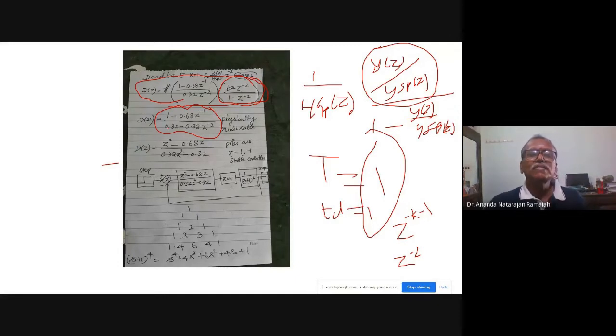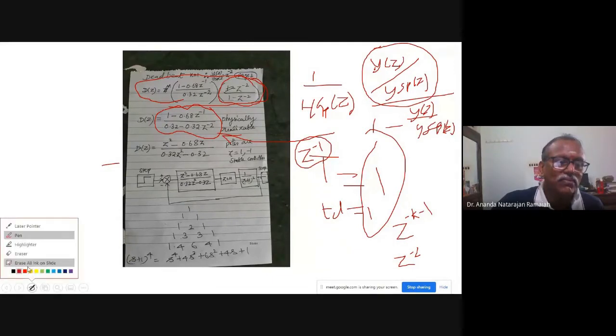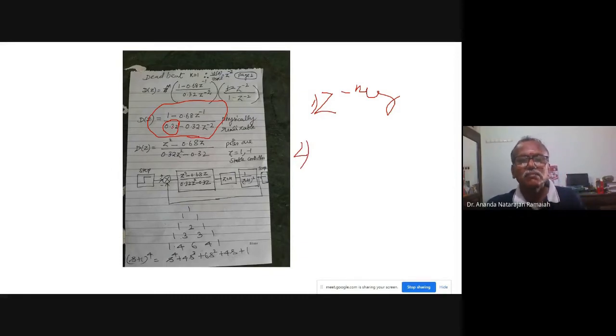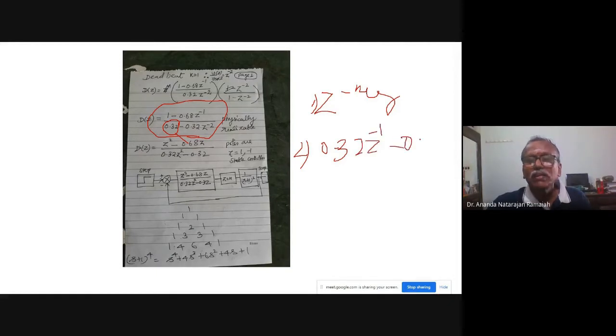Now we have to check whether the controller is physically realizable or not. To check this, the first step is that all must be in negative powers of Z. Already it is in negative powers of Z. Then the second step is that the denominator must have a constant term, otherwise you multiply numerator and denominator by some Z and you will get one constant term. Suppose I am having the denominator 0.32 Z power minus 1 minus 0.32 Z power minus 3. So suppose I got something like this.